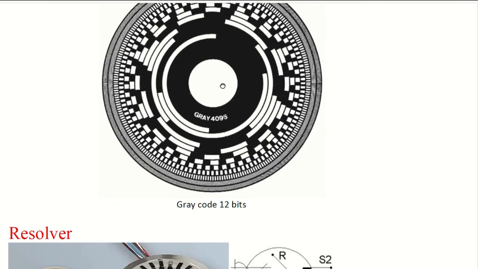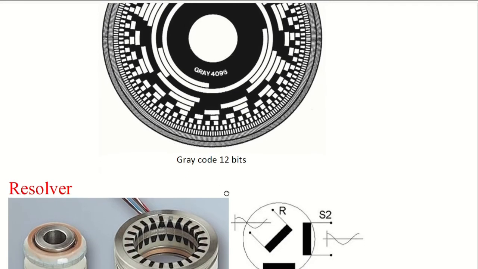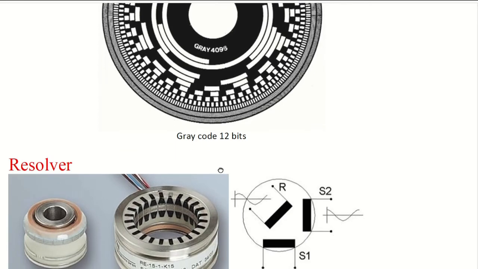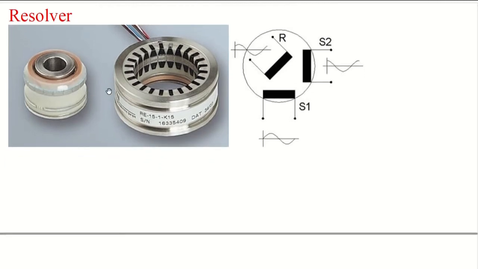These absolute encoders are very expensive compared to the incremental encoders. So if you want to sense the absolute position, we also use resolvers like this one. This is very, very small. It's like 2 or 3 centimeters here.